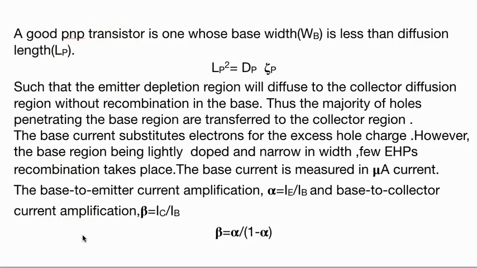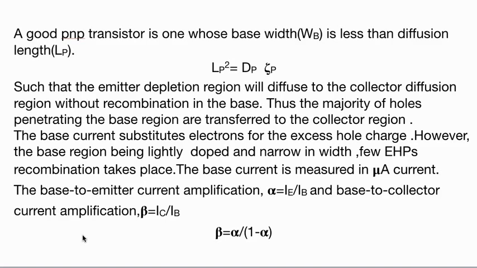The base current substitutes electrons for the excess hole charge. However, the base region being lightly doped and narrow in width, few electron-hole pair recombinations take place. The base current is measured in microamperes.